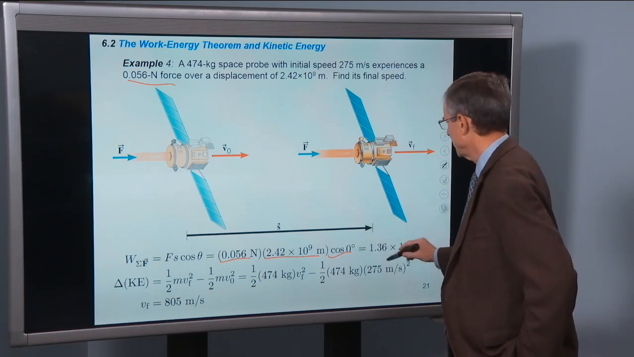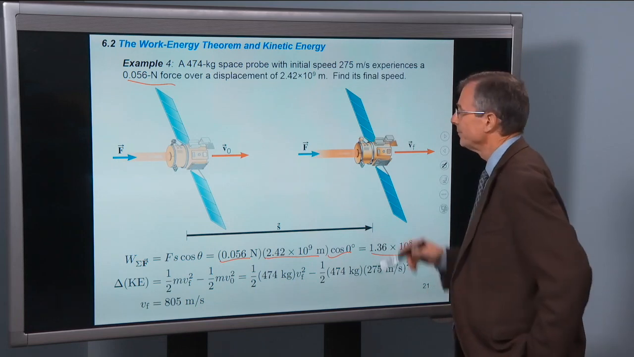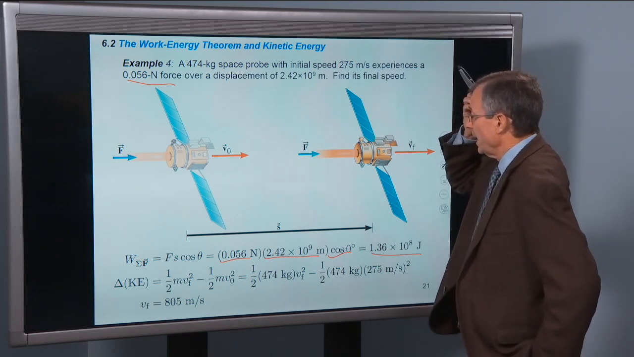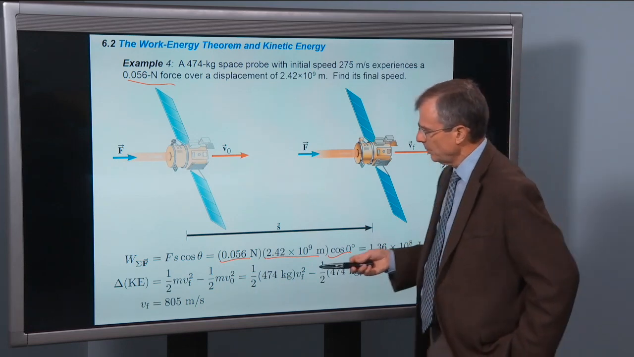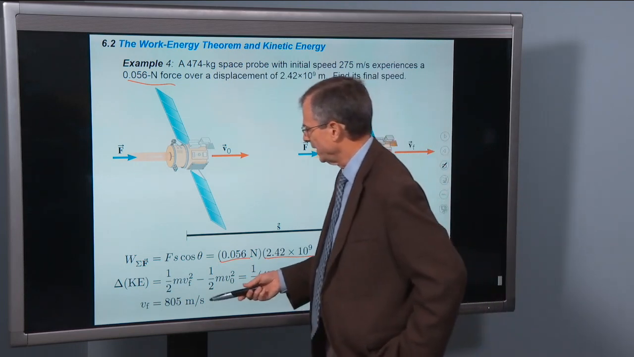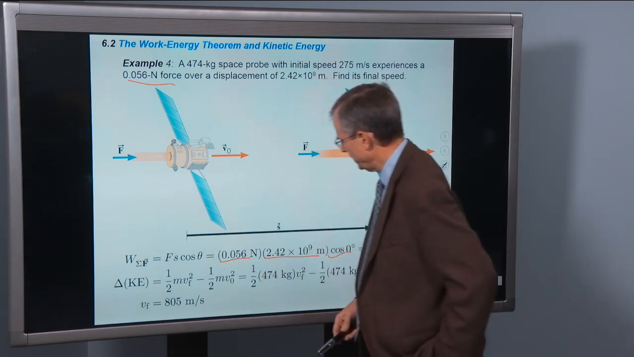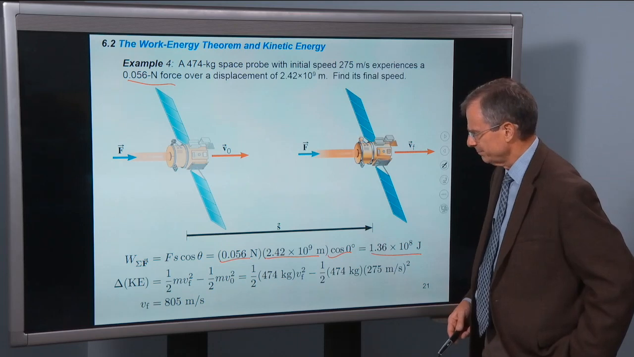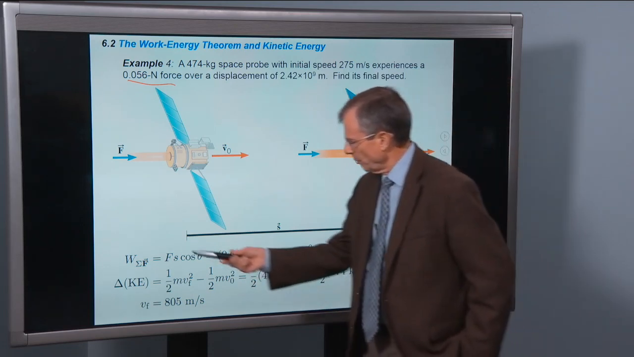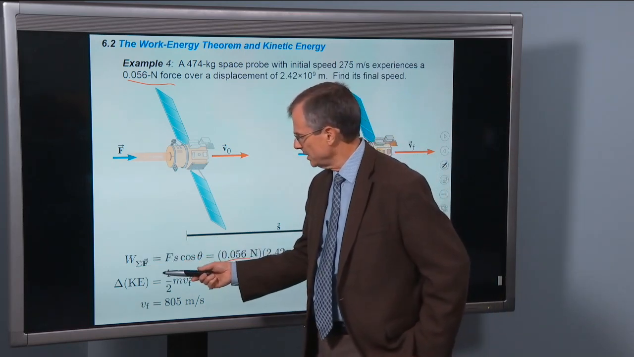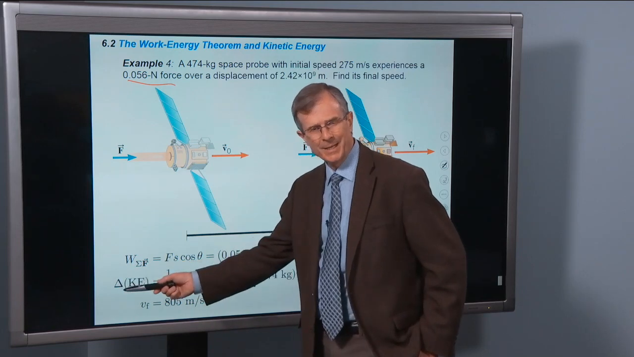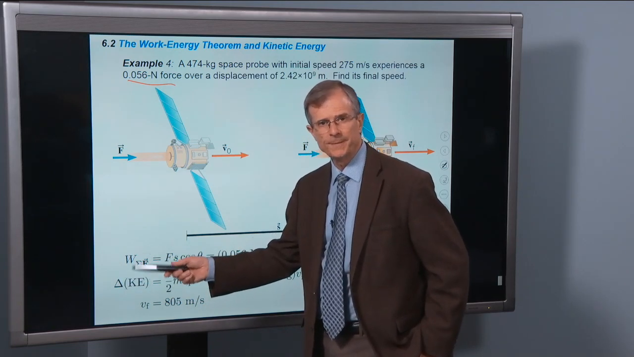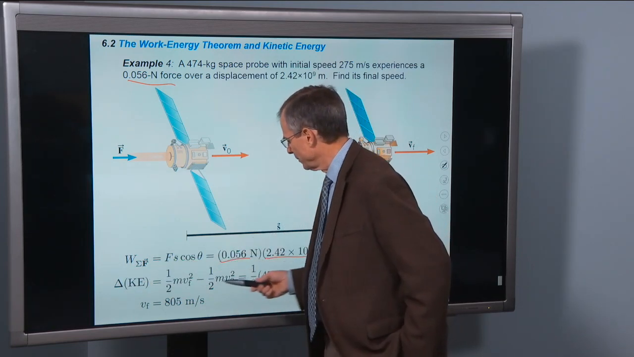Cosine of 0 is 1. That gives the work done. And using the work-energy theorem, we can find the final speed. How do we do that? Well, the work done by the net force is equal to the change in the kinetic energy by the work-energy theorem. So that's the final minus the initial.